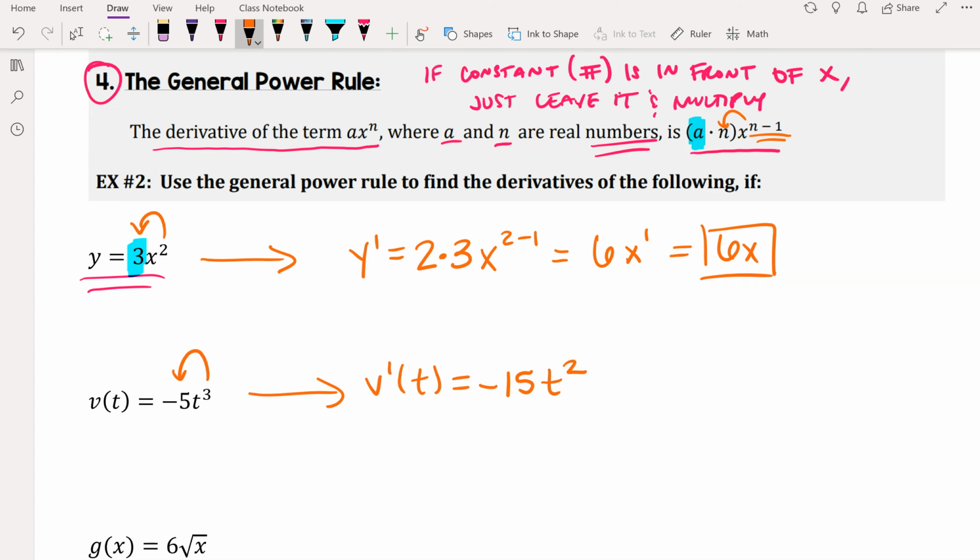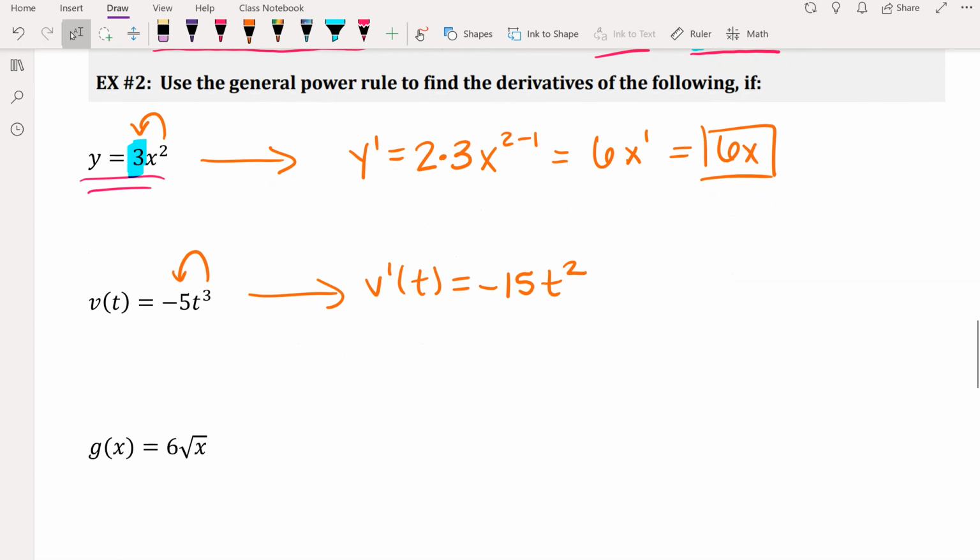Sweet. And again, sometimes we will have to rewrite these to look nice and pretty for us before we take a derivative. So let's rewrite the equivalent. This is the same as 6x to the 1/2, which the derivative of that, g prime of x, would equal: multiply the 1/2 out in front, 1/2 times 6 is 3.